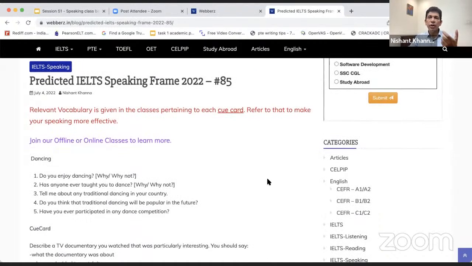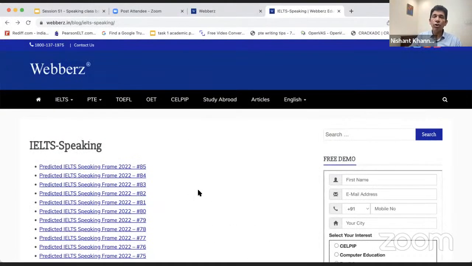Practice these. Record yourself. Take a phone, record yourself, and keep on watching yourself. How do you perform? How would you improve? Make a plan for yourself. These cue cards are extremely important because all of them are predicted. I have put up 85 frames. Even if you do 5 frames in a day, it won't finish. Try doing it on your own.